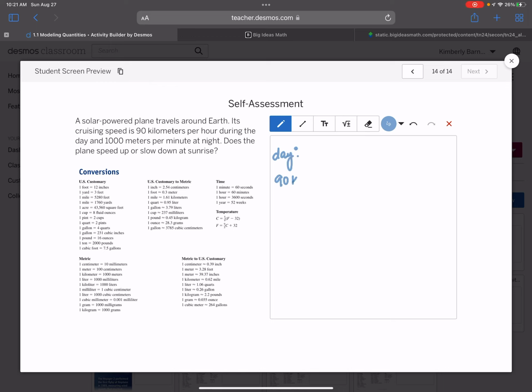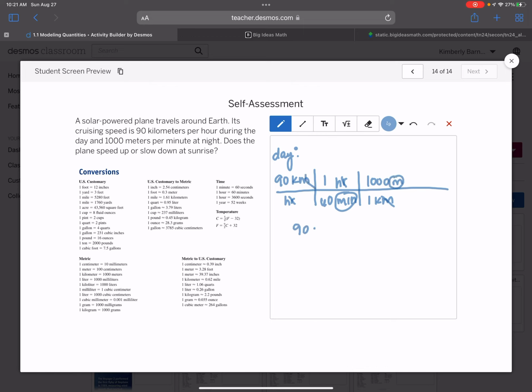So 90 kilometers per hour. And if you did the opposite, that's fine too. Just make sure your answer matches. So 90 kilometers per hour, I'm trying to go to meters per minute. So hour to minute. 1 hour has 60 minutes. Done. Kilometers to meter. I know that 1 kilometer is 1,000 meters. Okay, so I'm done there too.